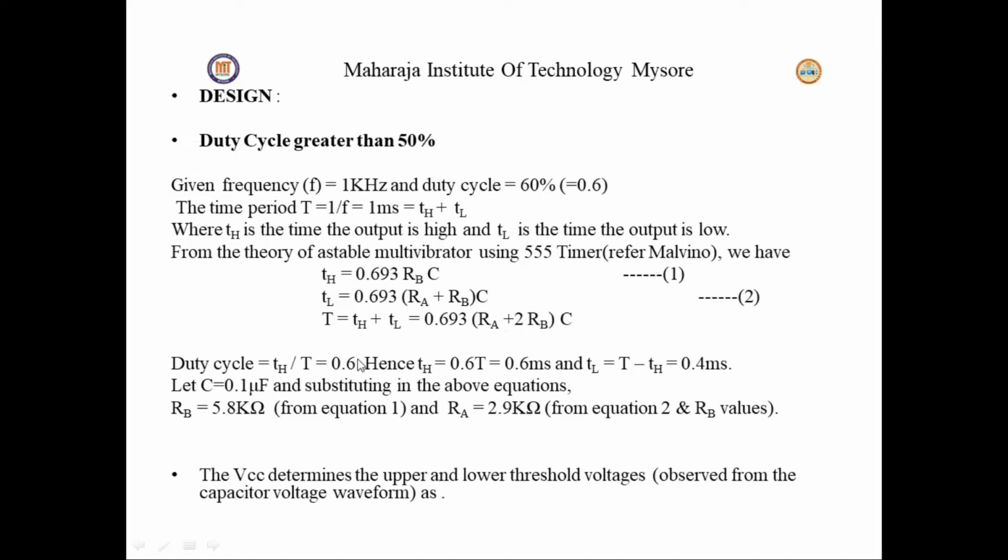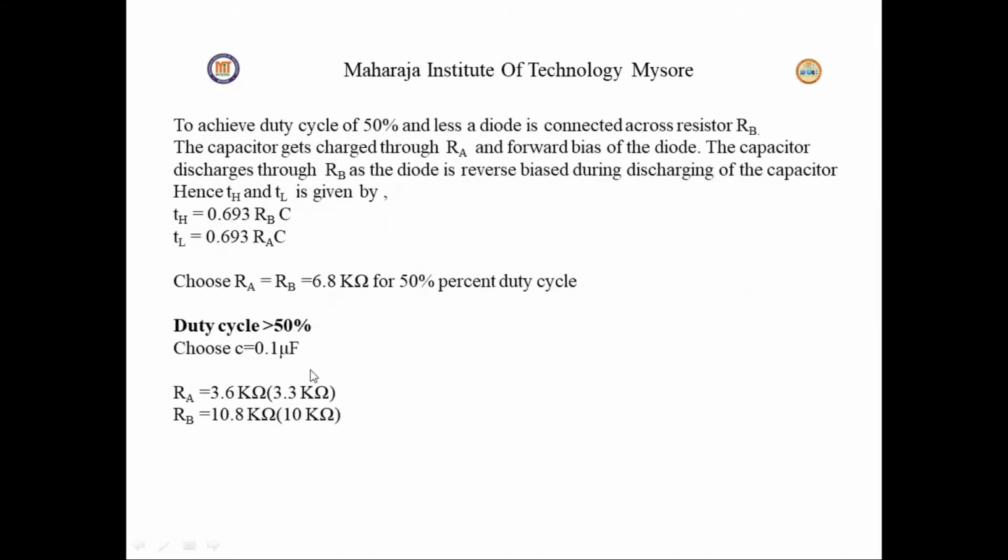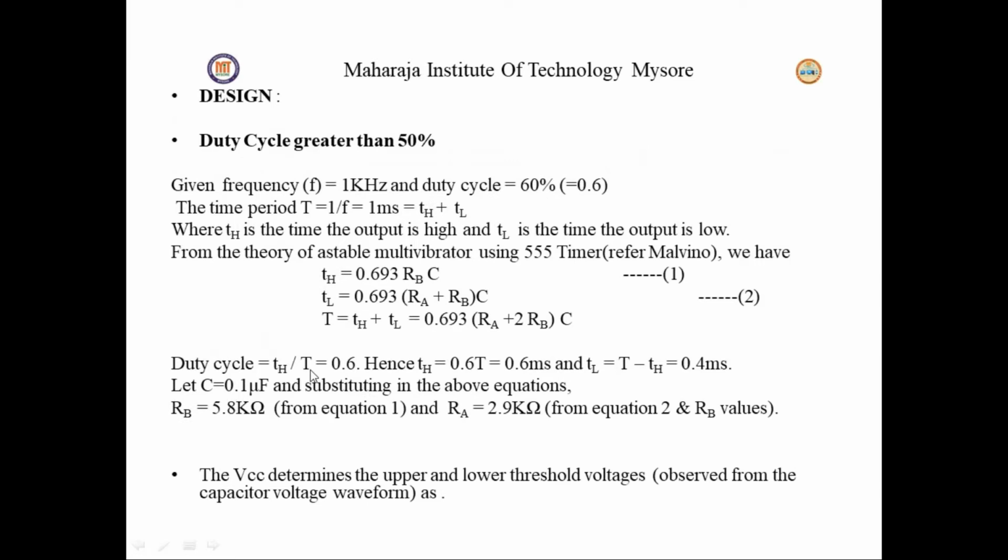By substituting the value of T, we already know what T is and what the duty cycle is. So the duty cycle we take as 0.6 and TH we don't know, we have to calculate it now.